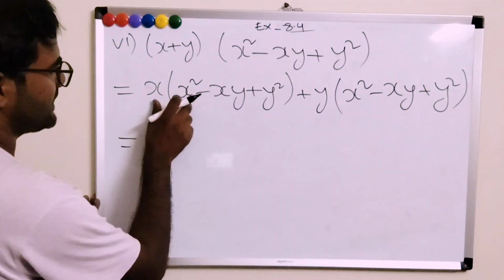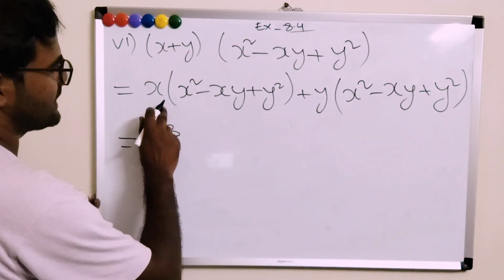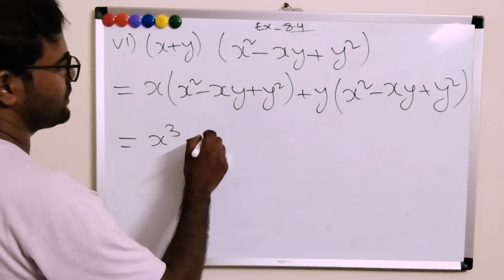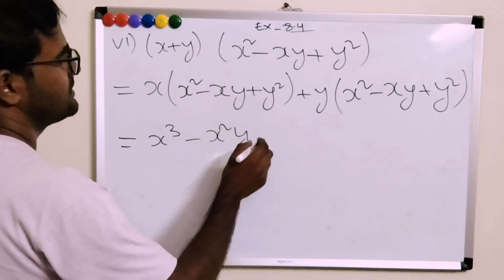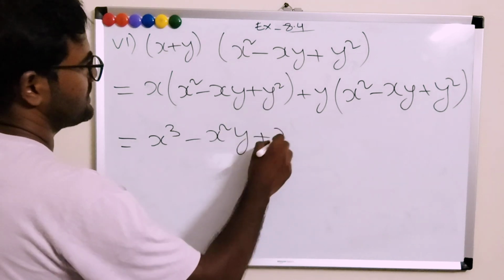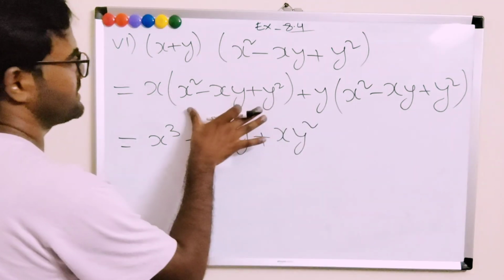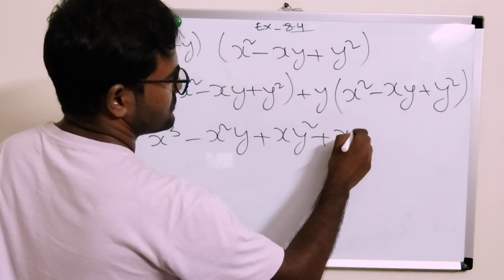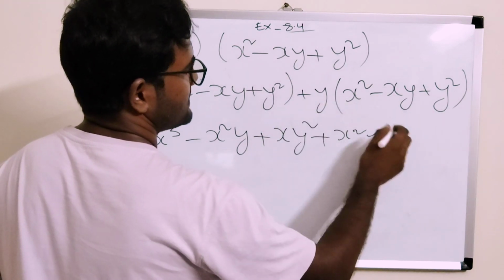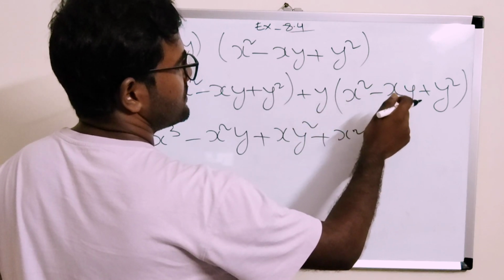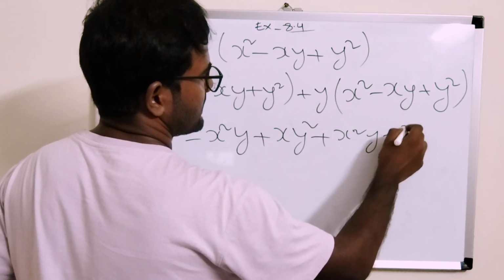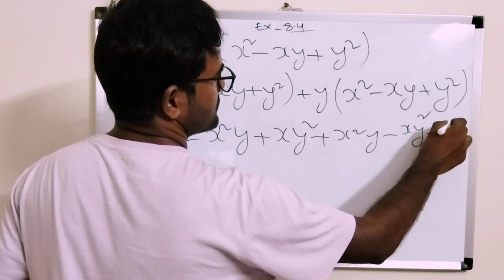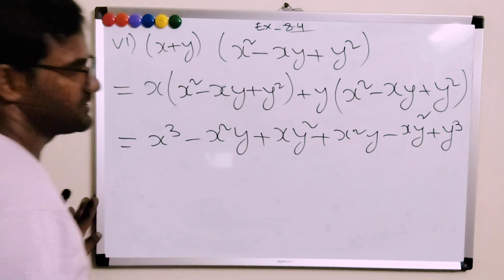Then let us continue. X into x square is x cube, then x, then plus into minus is minus, then x into xy will be x square y, then plus into plus is plus, then xy square here, this one and this one, plus y into x square is x square y, plus into minus is minus, then x into minus xy will be xy square, plus into plus is plus, then y into y square is y cube, right?